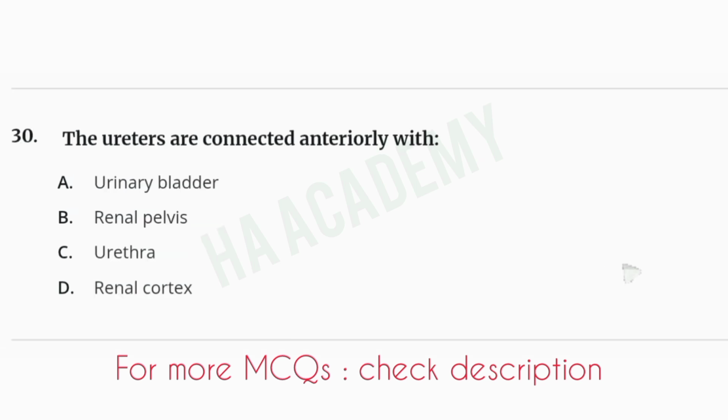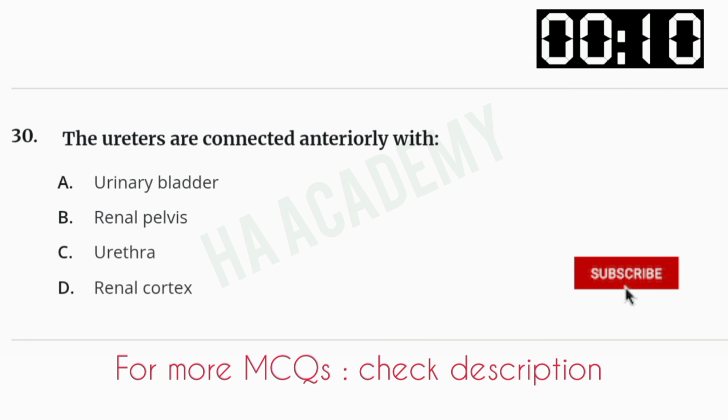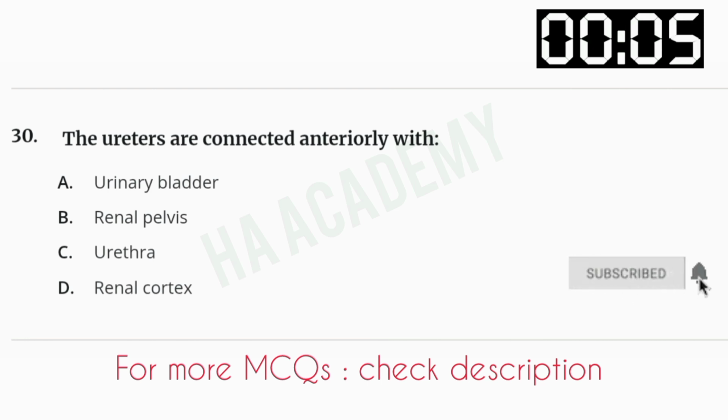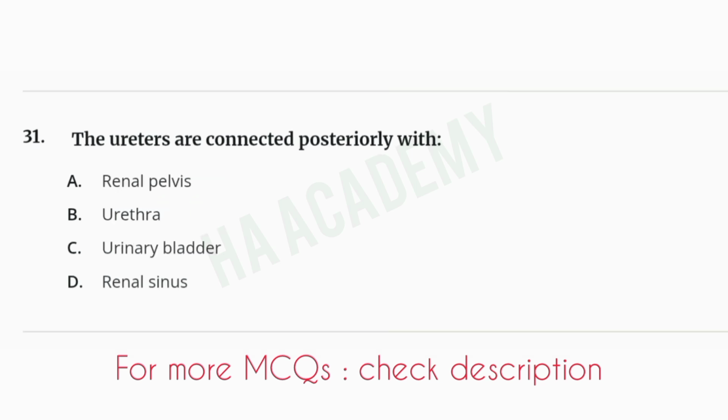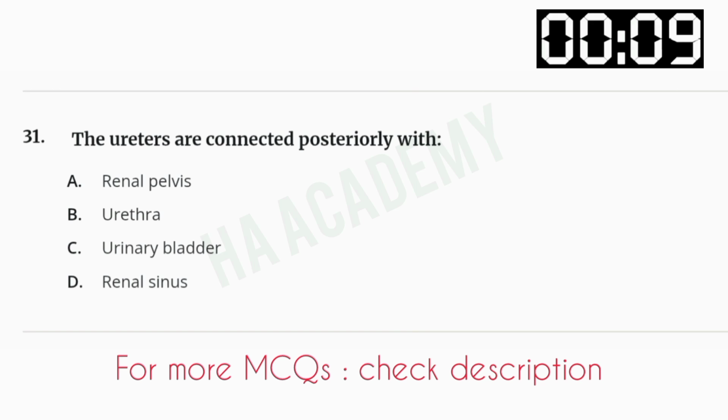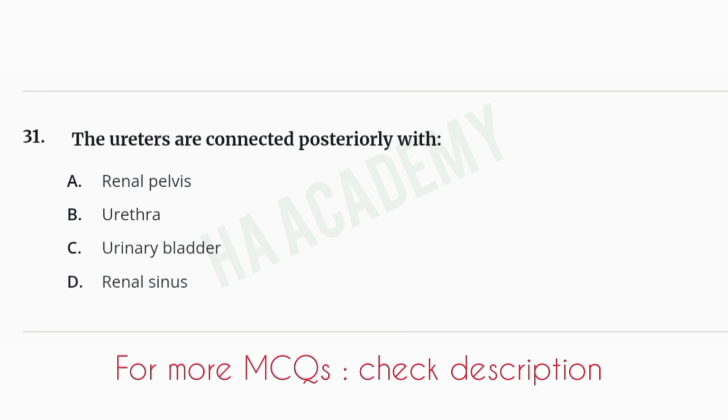The ureters are connected anteriorly with... The correct answer is renal pelvis. The ureters are connected posteriorly with... The correct answer is urinary bladder.